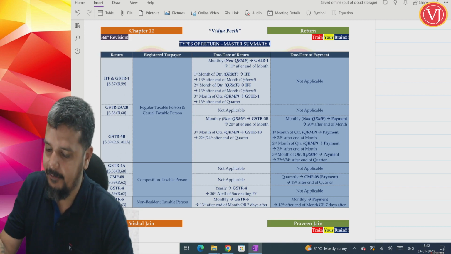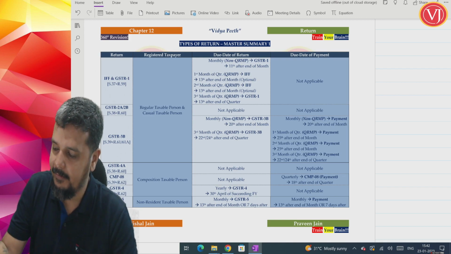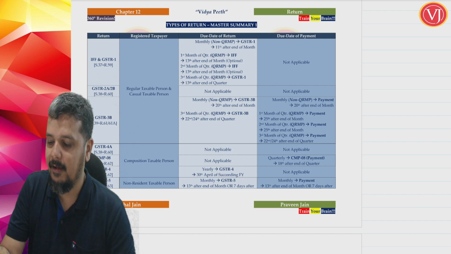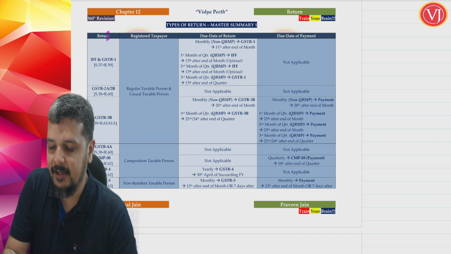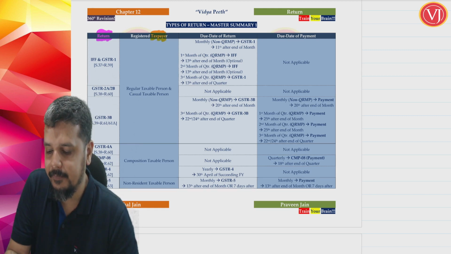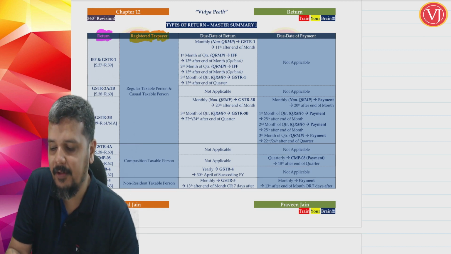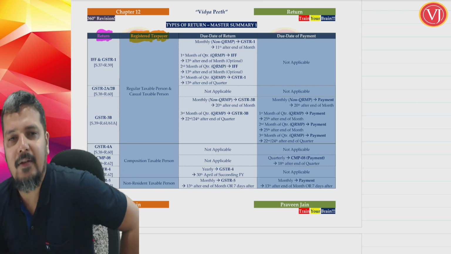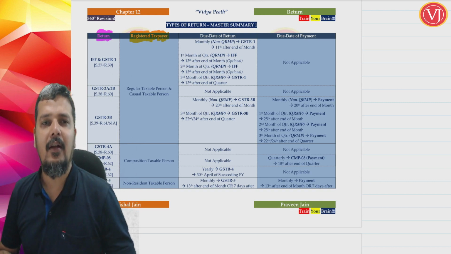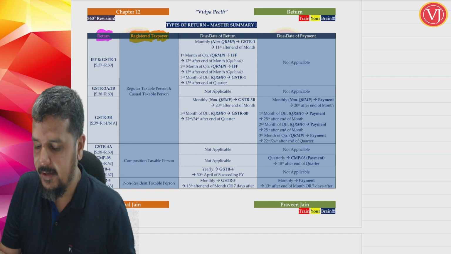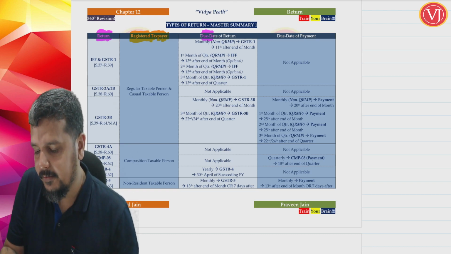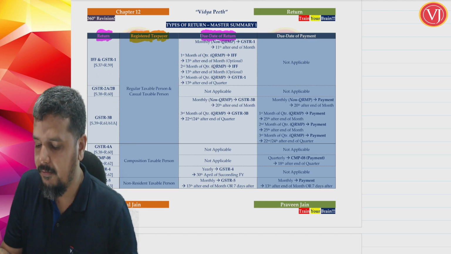Now, what is given here is, if you see the headings, you'll find that first is the return that is required to be filed. Then you're talking about who's the registered taxpayer who has to file it. Please understand that only if you're registered you can file the return. If you're not registered, there's no question of any return filing. Then you have due date of return. Then you have due date of payment.